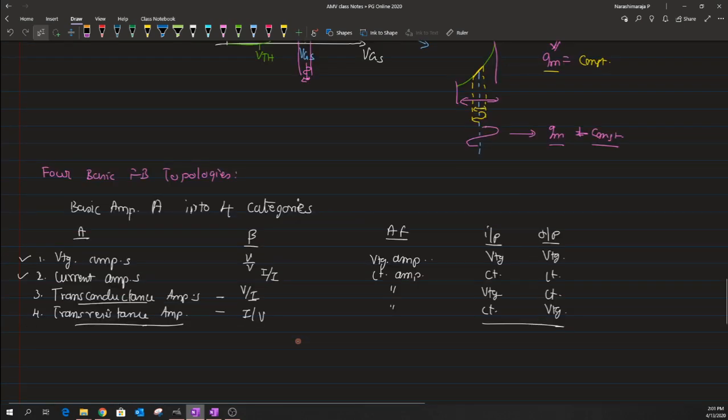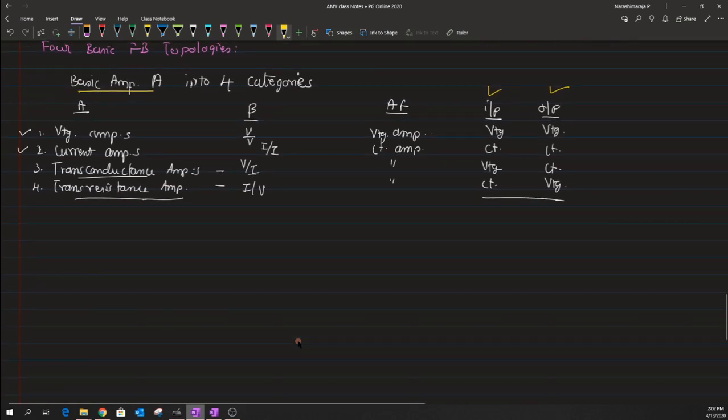Now, today we'll be focusing on those four basic feedback topologies by making use of these basic op amps or basic amplifiers, and these basic amplifiers can be categorized under four different categories. The first one being the voltage amplifiers, the second one being the current amplifiers, transconductance and transresistance amplifiers, and in short, the input and output of these amplifiers are being specified.